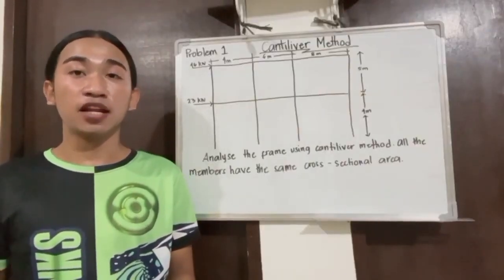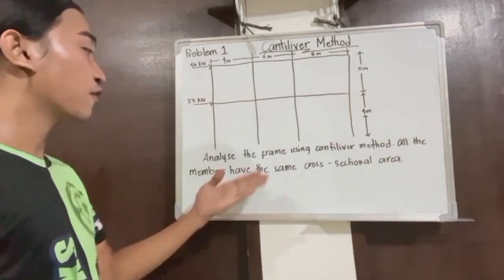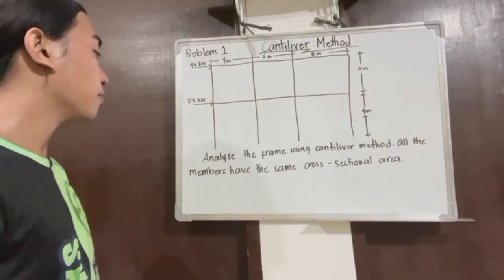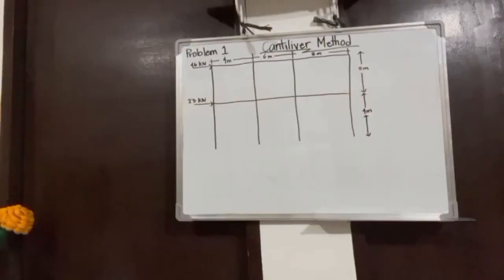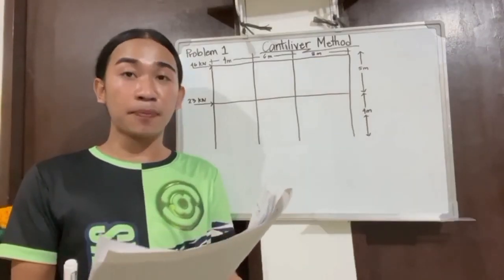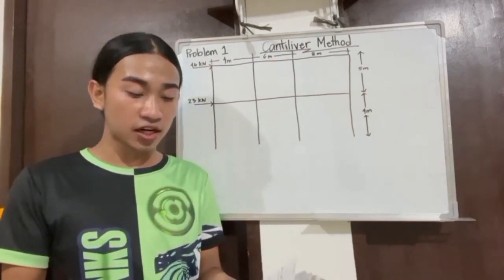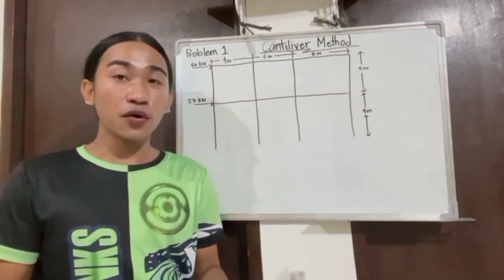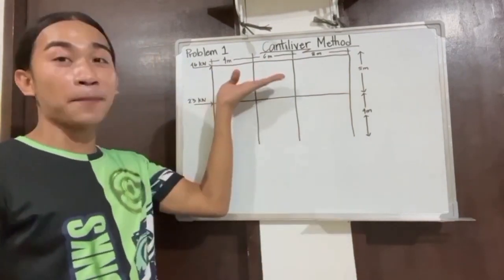Problem number 1 for cantilever method. Analyze the frame using cantilever method. All the members have the same cross-sectional area. The points of contraflexure or points of inflection of the moment diagram in both the vertical and horizontal members are located at the midpoint of each member. The axial stresses in the columns are proportional to their distances from the centroidal axis of the frame. In this frame, in the top and bottom stories, let us name the center of the columns. So, tungaon na to ang frames kaduha, which is the top and the bottom.